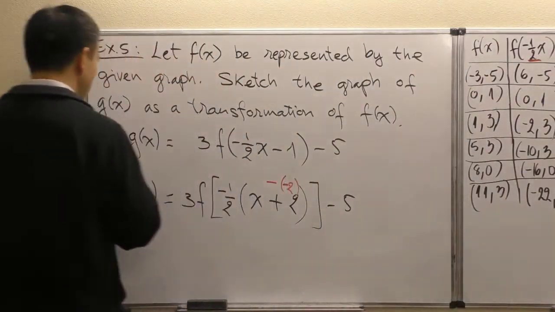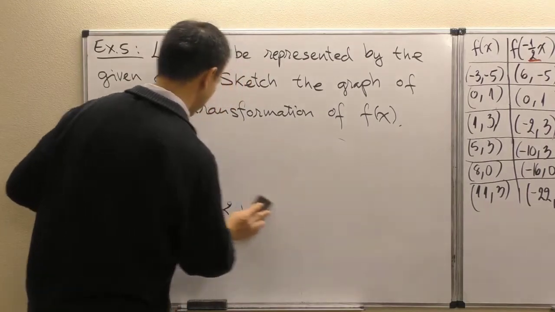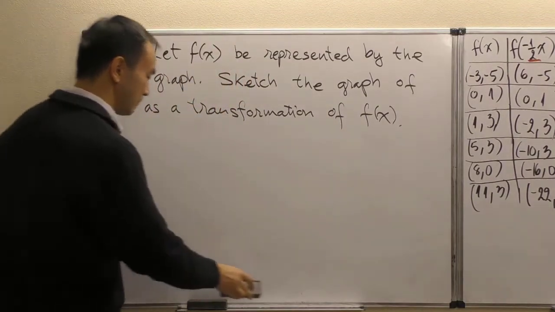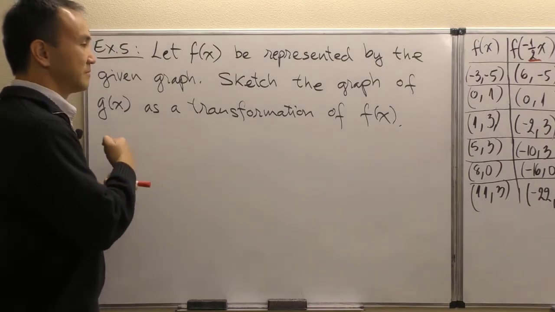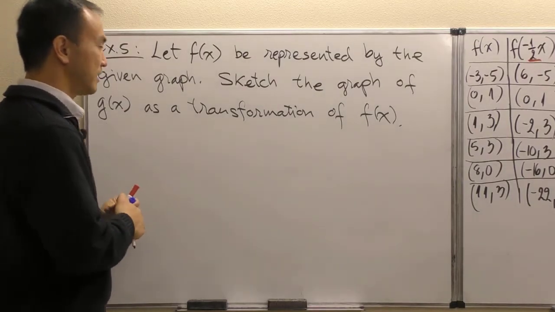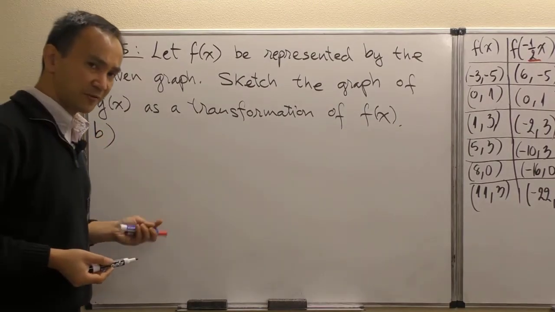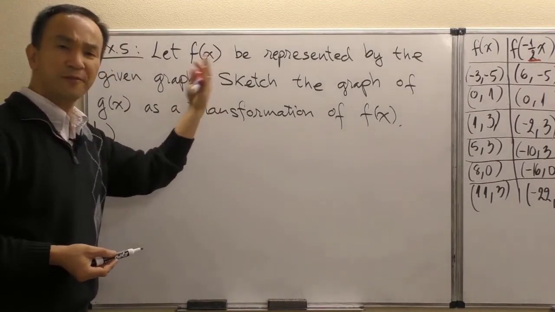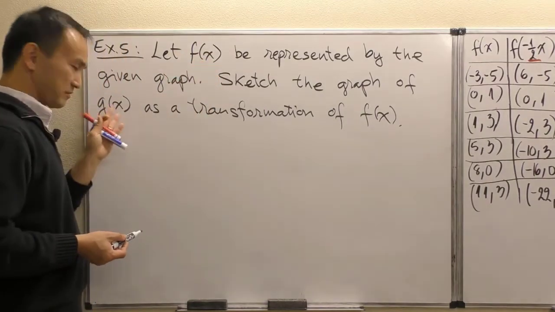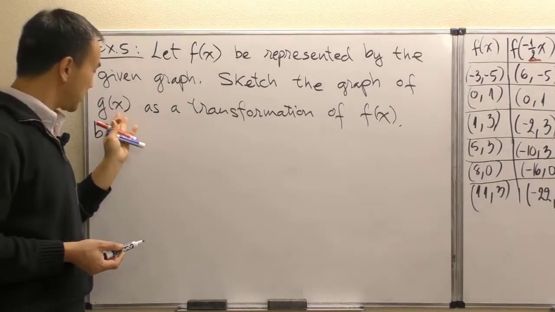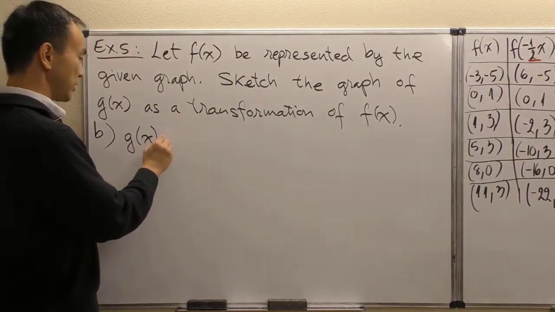All right, now let's look at part B of the example. I am going to write down part B. Just like I said earlier, for part B I am expecting a different function f of x with a different graph given, and then we're going to sketch g of x. So allow me to quickly write it down first.